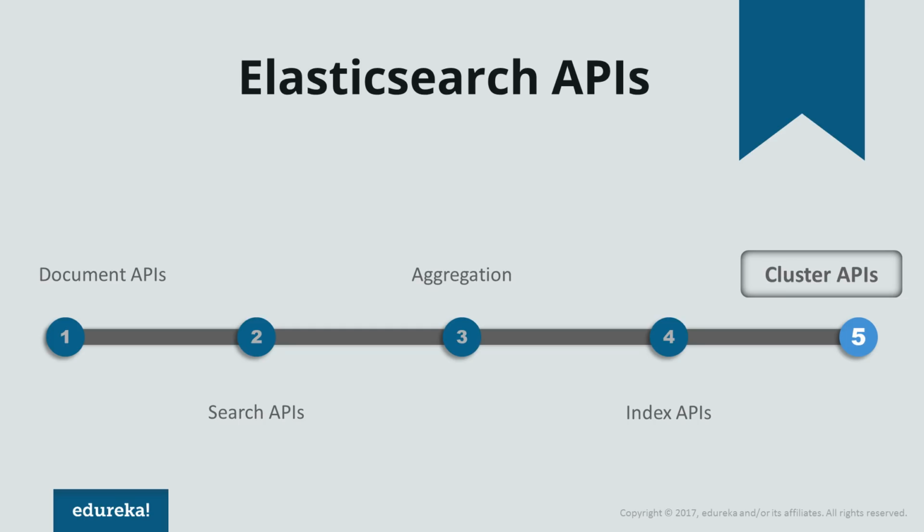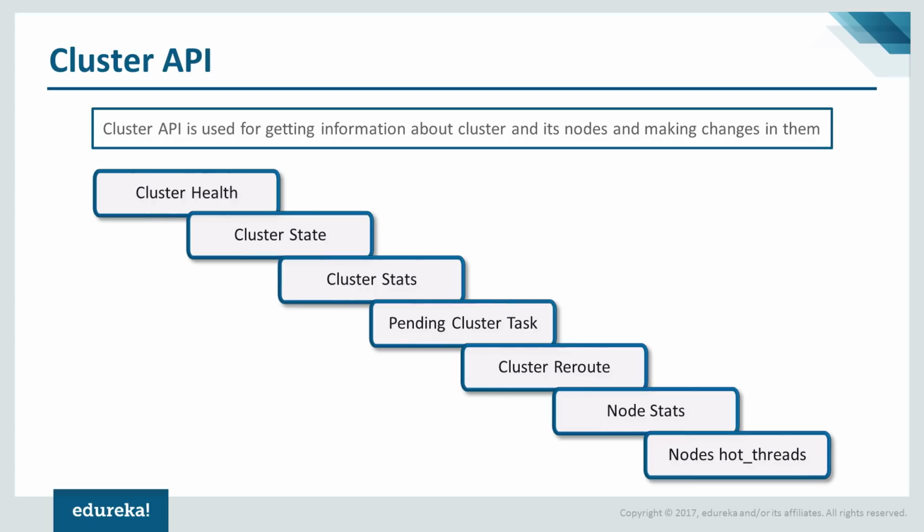Let's talk about the cluster API. Cluster API is used for getting the information over the cluster and its nodes and making changes in them. As I said, this is a distributed environment where we have a lot of nodes, and this Elasticsearch environment can be a multi-node deployment as well. In this case, the cluster API gives us the information with respect to the cluster.